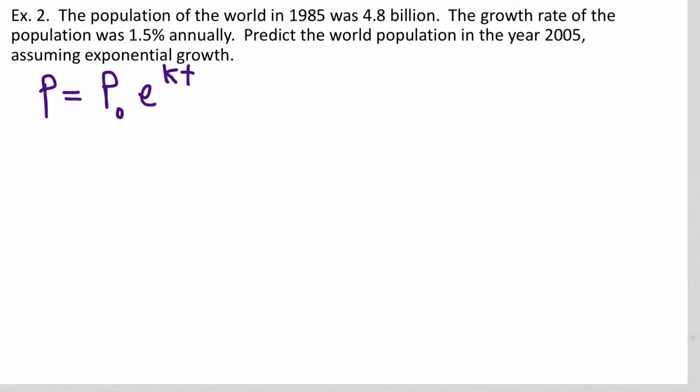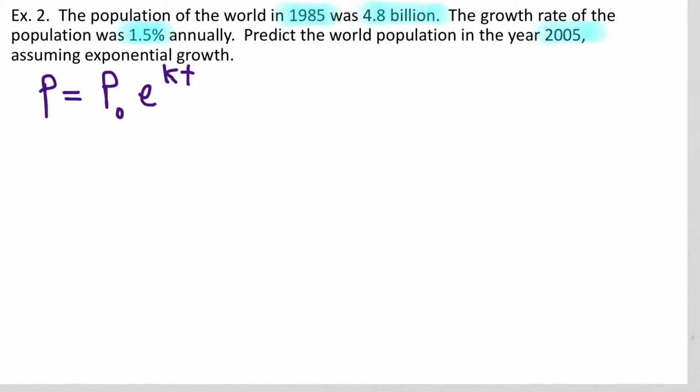Sometimes you'll see the rate written as a K, sometimes as an R. It doesn't really matter what letter you use. This is your rate right here. Let's highlight the important information that we're given. The population of the world in 1985, so this is your initial year, was 4.8 billion. The growth rate of the population was 1.5% annually. And it says predict the world population in the year 2005. So that's your end year.